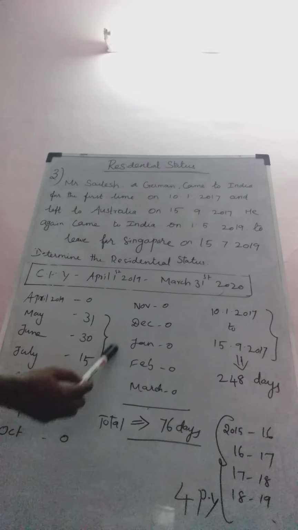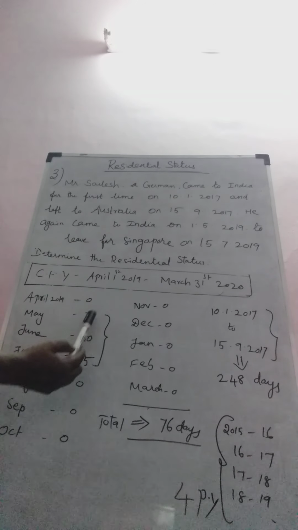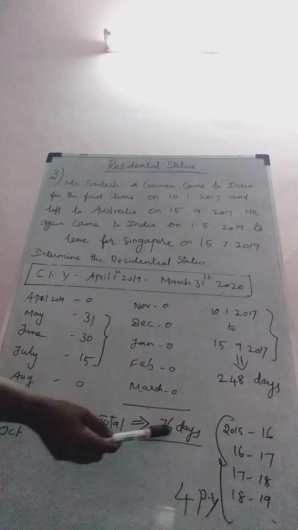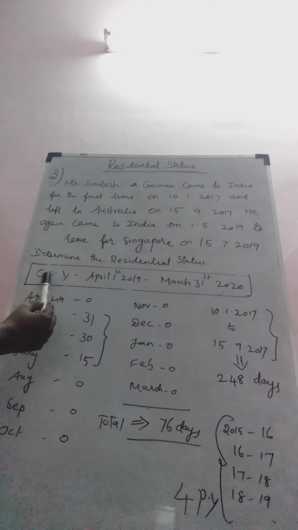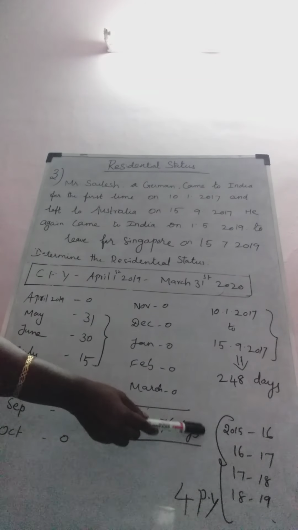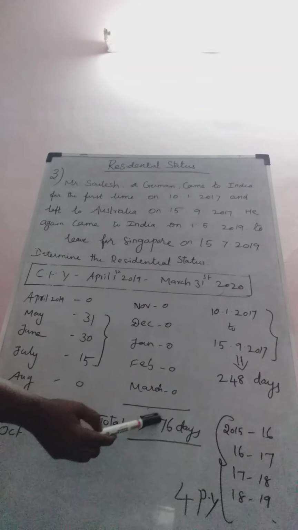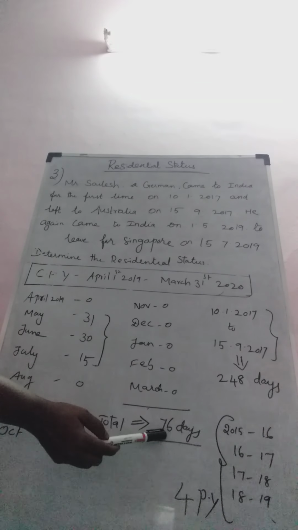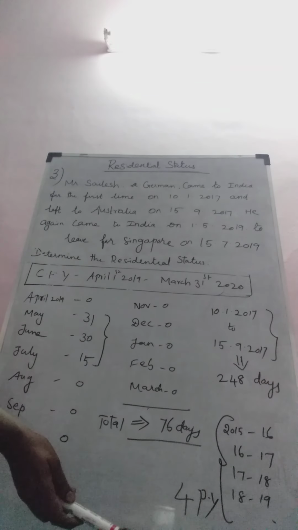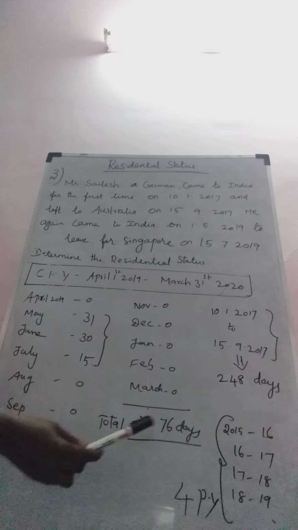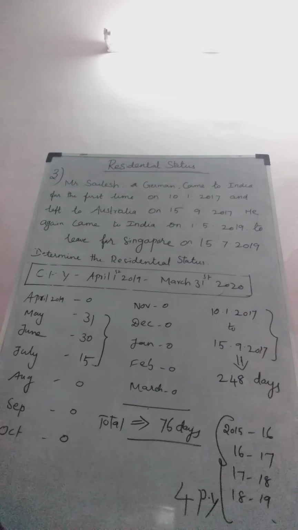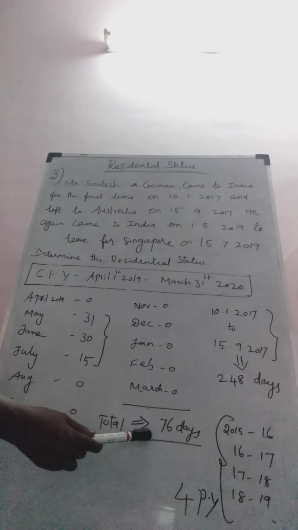So the total number of days he stayed in India was only 76 days in the previous year. So the total number of days he stayed in India during the current previous year was only 76 days. So let us check the basic conditions. First basic condition is 182 days. So he is not eligible under that condition.